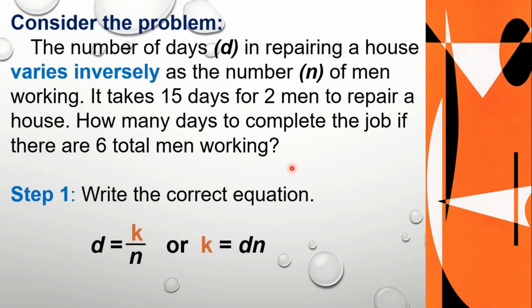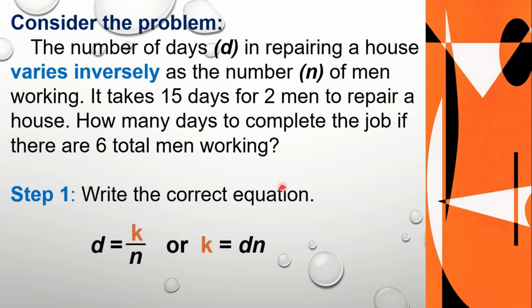Now, let's relate inverse variation into a problem. The number of days in repairing a house varies inversely as the number of men working. It takes 15 days for 2 men to repair a house. How many days to complete the job if there are 6 total men working?